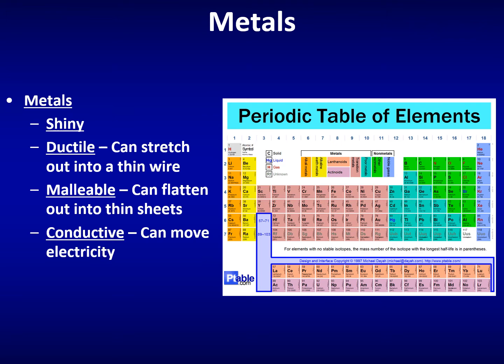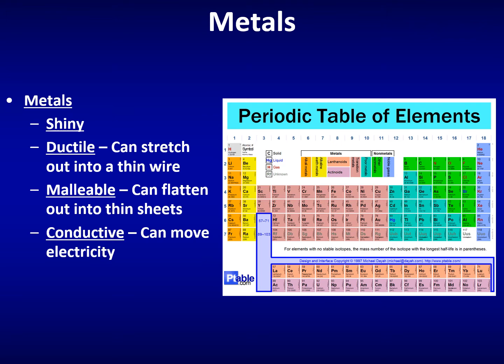Properties of metals. Basic properties are that they're shiny, they're ductile and malleable, meaning you can stretch them around and move them around. They're malleable, meaning they can be flattened out into thin sheets, or ductile, stretched out into thin wires. Copper, of course, is an example of a ductile element, and aluminum can be an example of a malleable element, or elements like that. Iron as well.